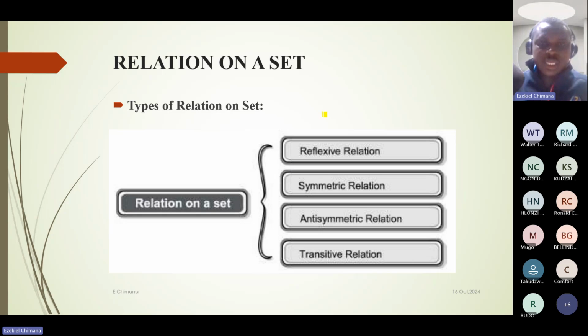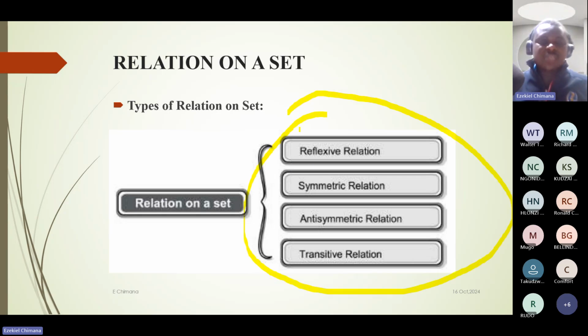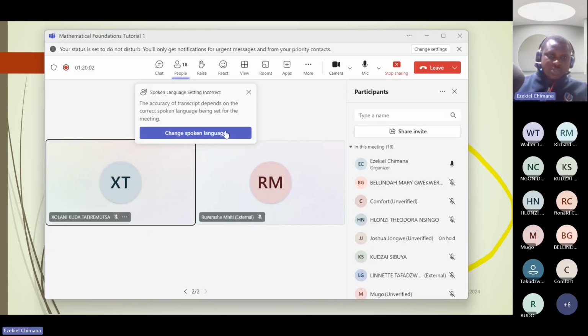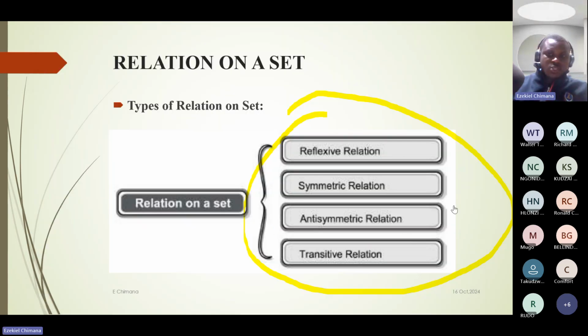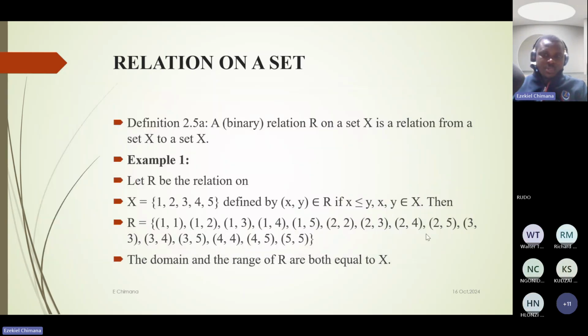So let's look at this, which is a very important part of relations. Let's talk about relations on a set. We have got the reflexive relation, symmetric relation, antisymmetric, and transitive relation. Those are the types of relations on a set that we're going to talk about.